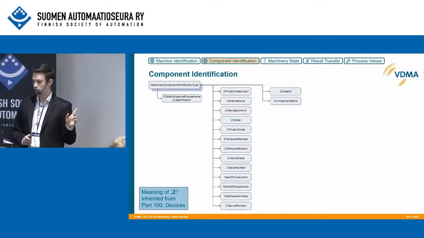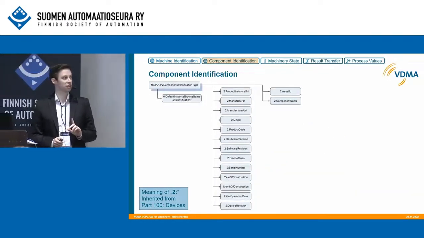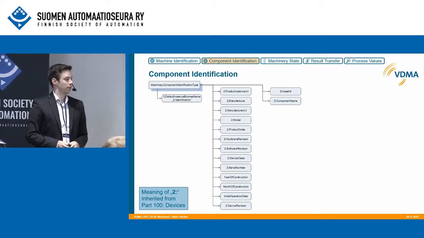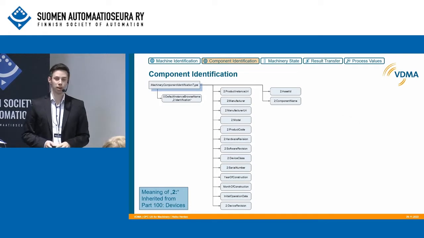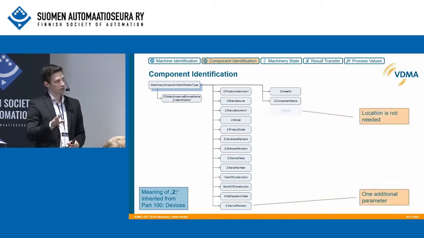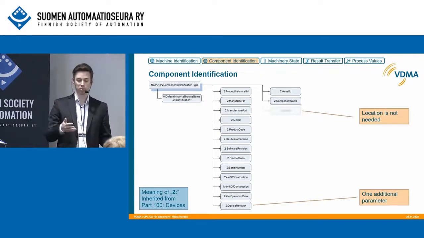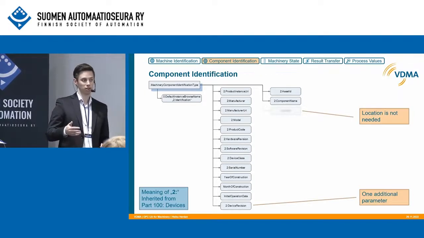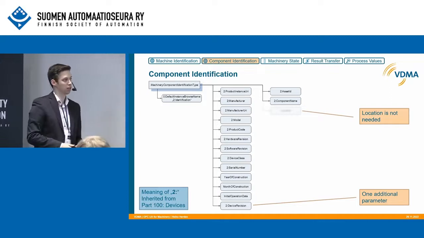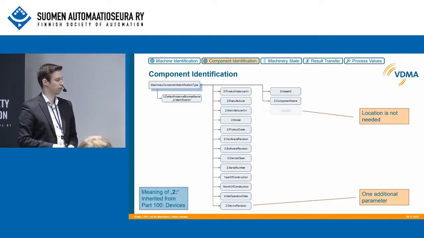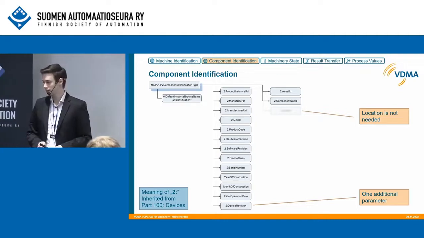Now let's take a look at the component identification. And as you can see, it's very similar. Also a lot of values inherited from Part 100 devices. Some differences. So for example, I don't need a location because the component is part of a machine. So it already knows the location from the machine. We have one additional parameter, the device revision, also from Part 100 devices.